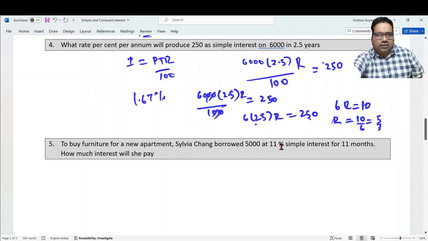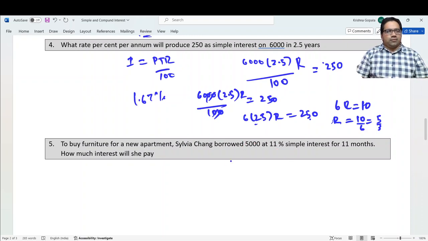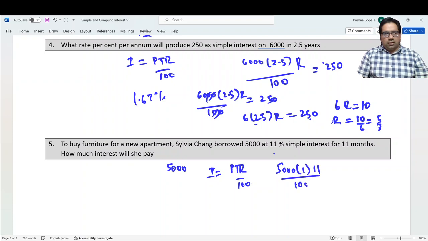Sylvia Chang borrowed 5,000 at 11% simple interest for 11 months to buy furniture for a new apartment. See here, it's simple interest for 11 months. How much will be paid? What is the interest that she has to pay? First of all, for 1 year, PTR by 100: 5,000 into 1 into 11 by 100. $550 she has to pay in 1 year. That is 12 months.